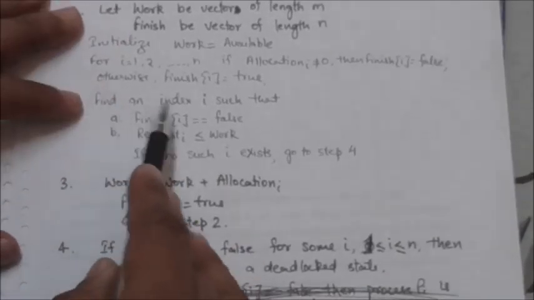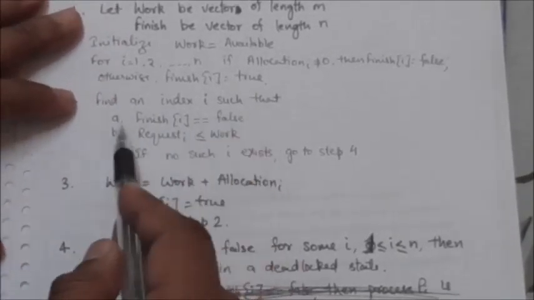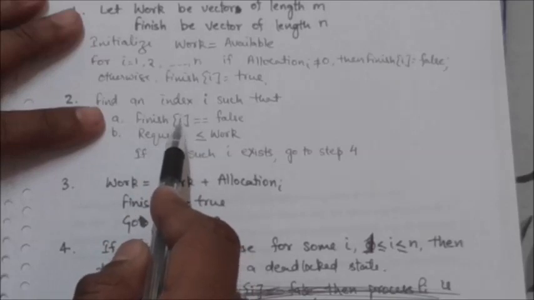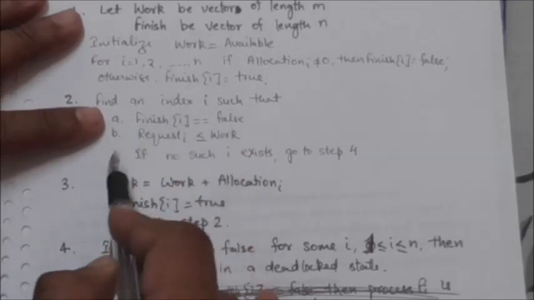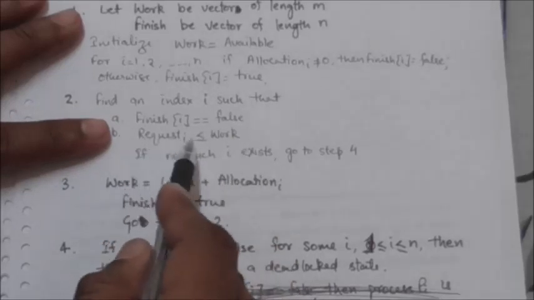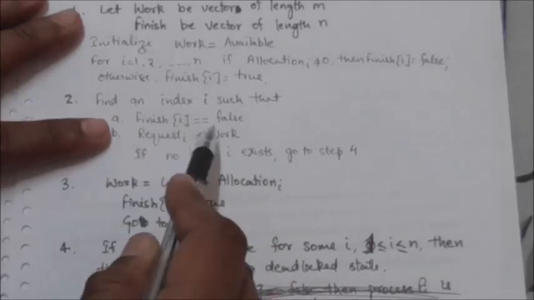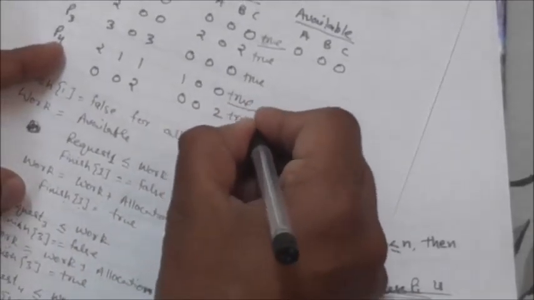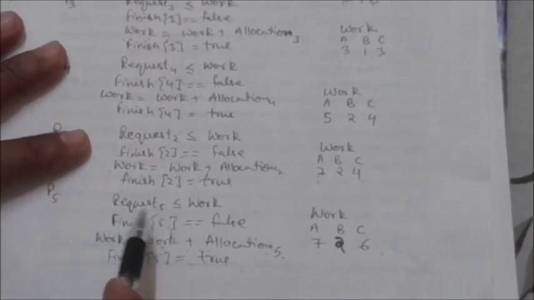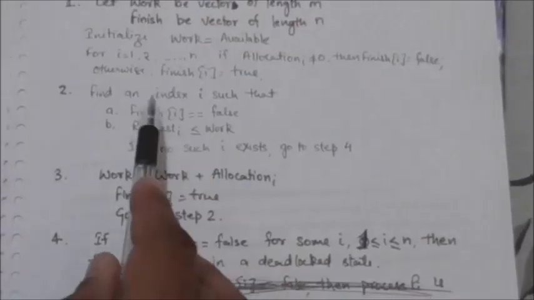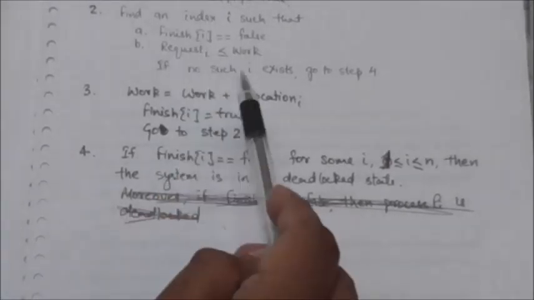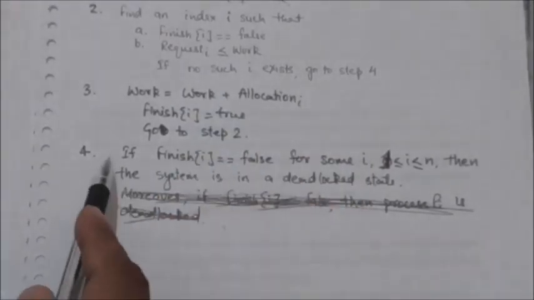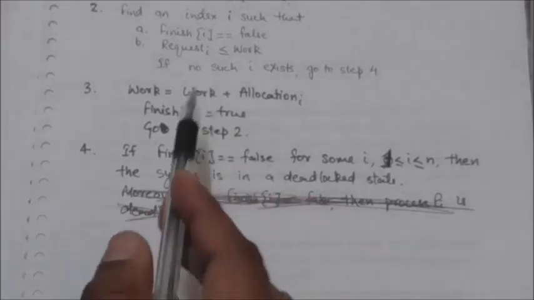So in step second of algorithm, we have to find an index I such that at index I in vector finish the value is false, and ith row of request matrix is less than or equal to work, right? So now what happens, now we cannot find any index like this which will satisfy these two specified conditions, right? So what we need to do here, now we have to go to step 4, right?